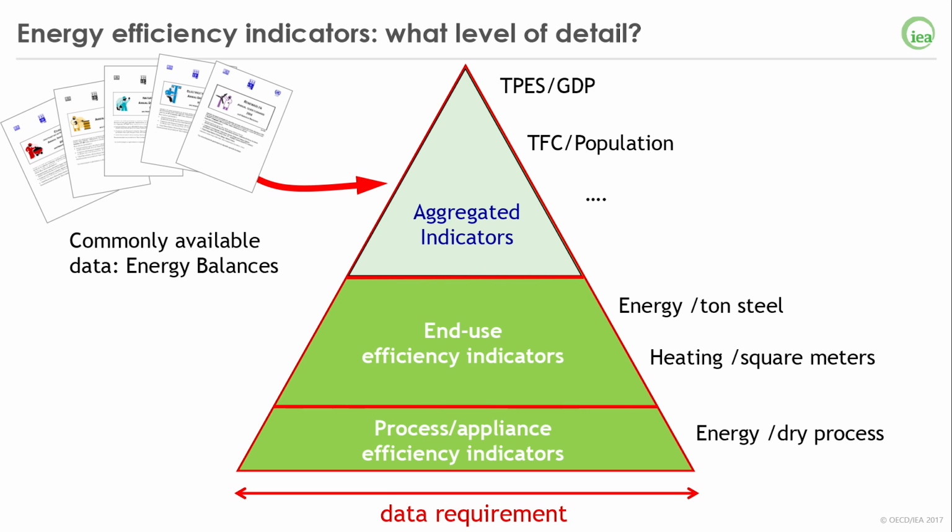The middle part of the pyramid refers to the higher data needs in terms of data disaggregation, such as energy consumption by end use. As examples of indicators from this level, we could name energy consumed to produce 1 ton of steel or the energy consumed to heat 1 square meter of a building. Finally, at the bottom of the pyramid, the data requirements are the highest, going even to the process level, like a dry process of cement production. Such detailed indicators can be useful in monitoring very specific trends.